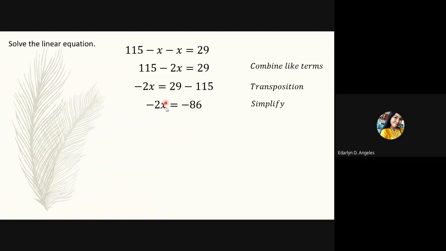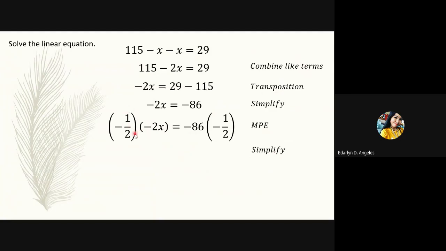All right. As you can see, we have a numerical coefficient beside the variable x. So what should we do here for us to be able to isolate x? We need to use our properties of equalities, which is the multiplicative property of equality. Meaning to say, we need to multiply both sides by its reciprocal. The reciprocal of negative 2 is negative 1/2. Since we multiplied on the left side, we also need to multiply on the right side. Then just simplify it.